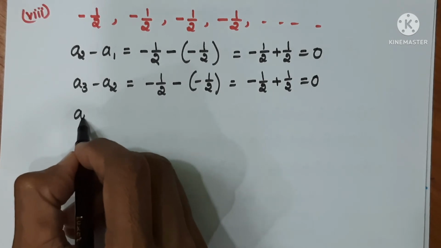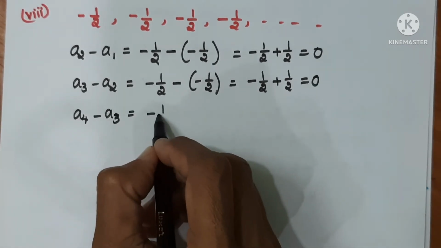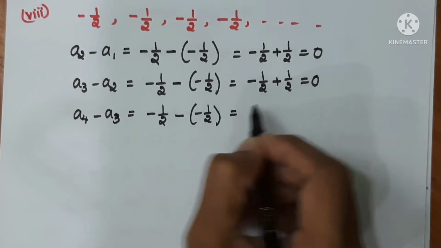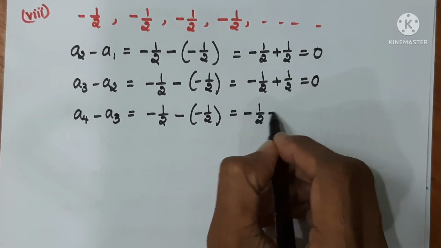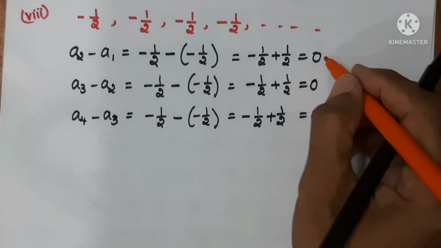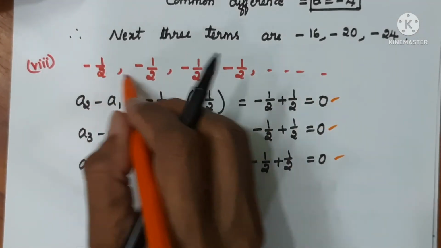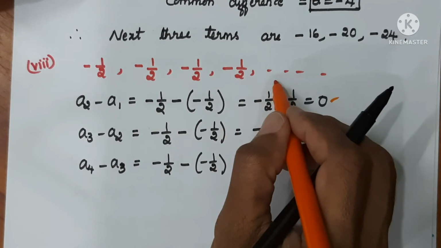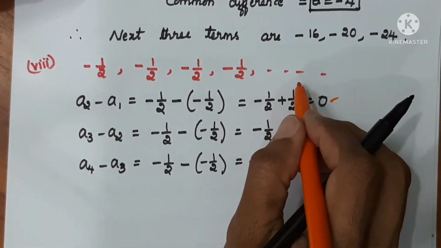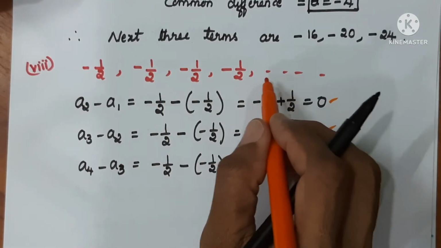And also the fourth one, A4 minus A3 will be equal to minus 1 by 2 minus bracket minus 1 by 2, which is equal to minus 1 by 2 plus 1 by 2, which get cancelled and we get 0. So the common difference is 0. By seeing the given list of numbers, you can directly say that these set of numbers form an AP because here the common difference is 0. Whenever the common difference is 0, all the terms will be equal, same numbers.